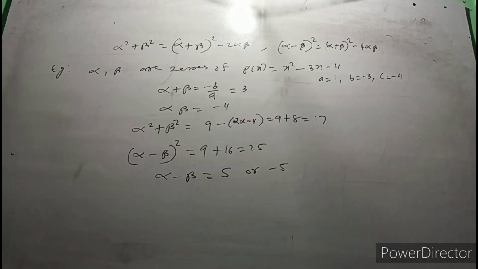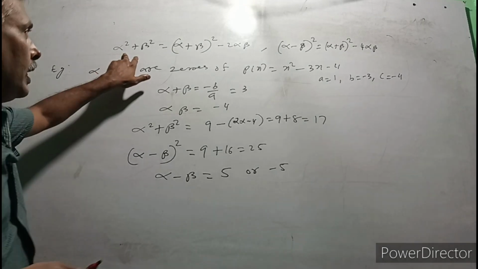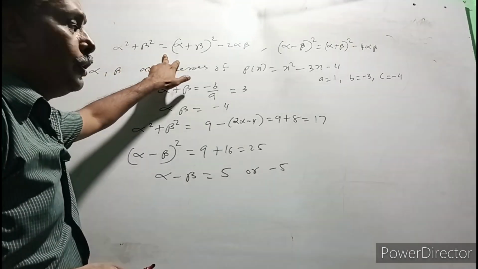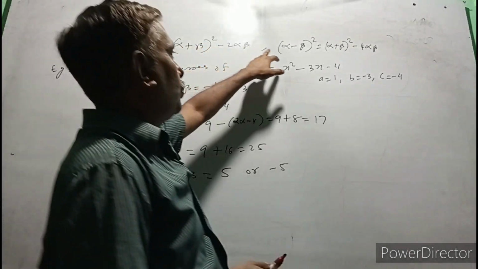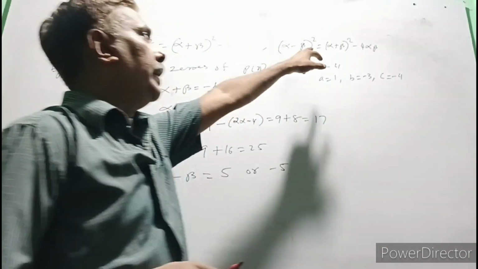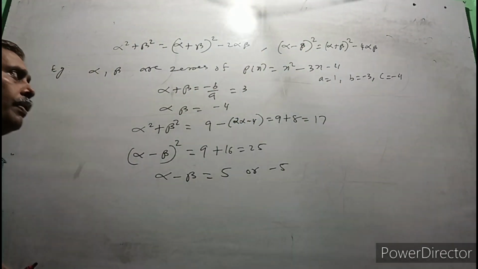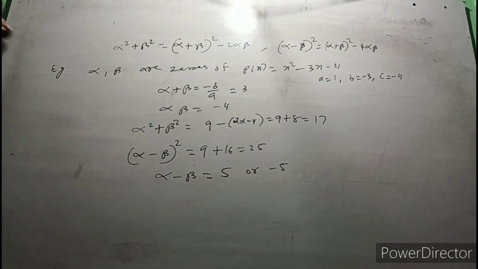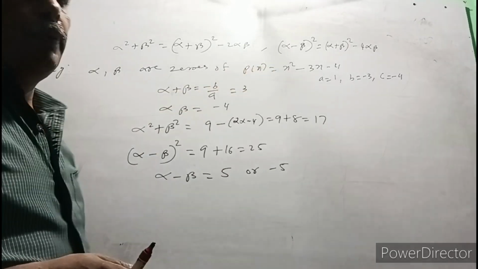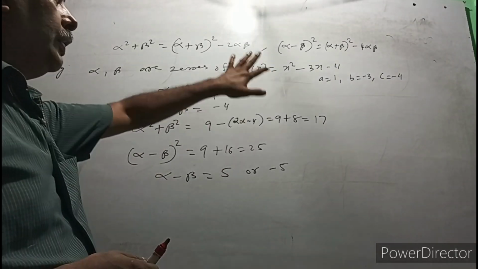Here I wrote one example. So you must know this identity: alpha square plus beta square is equal to alpha plus beta the whole square minus 2 alpha beta. And this identity: alpha minus beta the whole square equal to alpha plus beta the whole square minus 4 alpha beta. These two identities are very important for your examination purpose, that is why it is written.